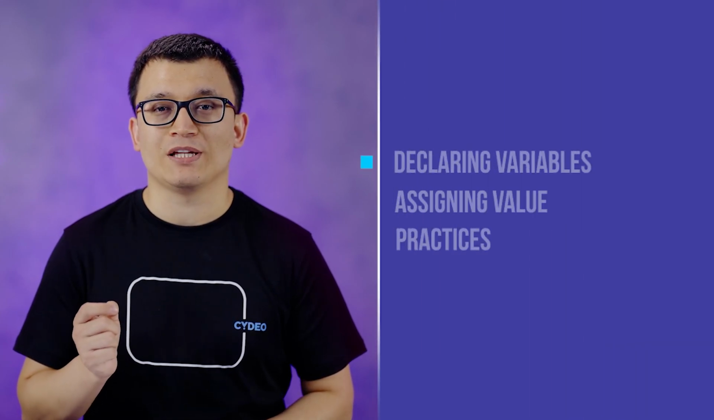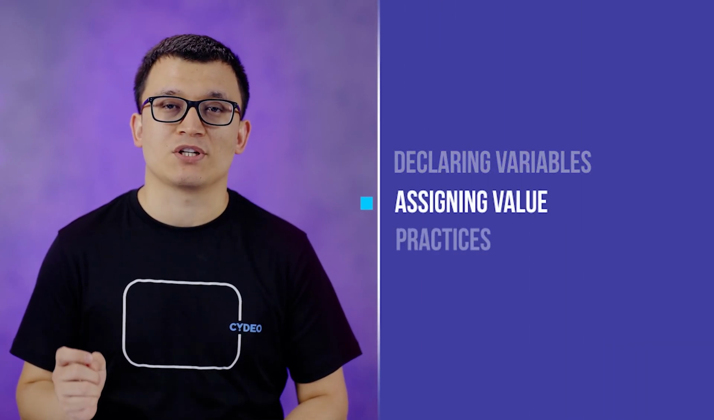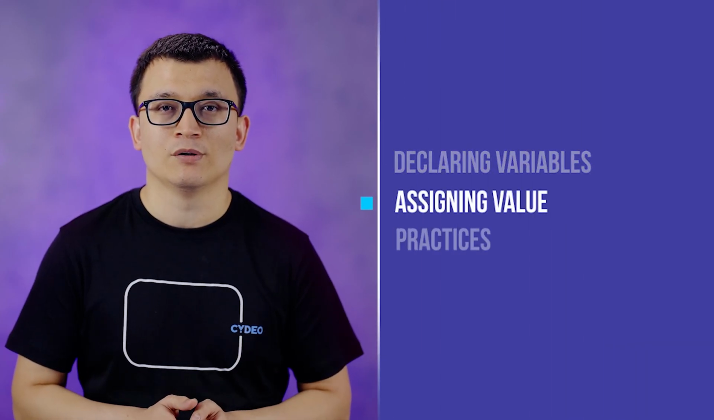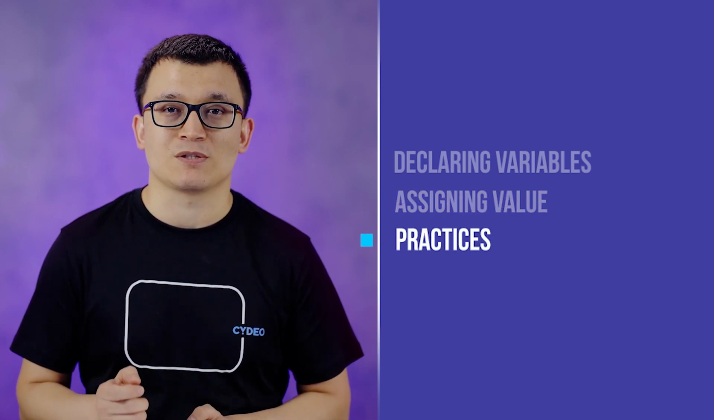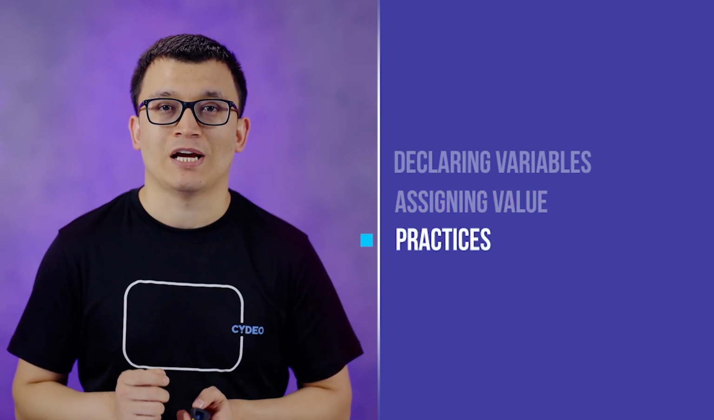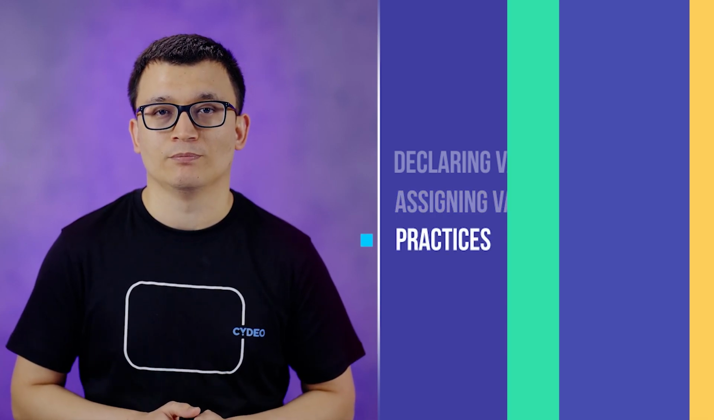Hi everyone, welcome to another video of variables and data types. So in our previous video, we talked about what a variable is, what the data types in Java are, and we also talked about the relationships between the data type and the variable. Now let's talk about how we can declare variables and how to assign a value to a variable. We will also do a couple more practices with variable declaration and assigning values to variables.